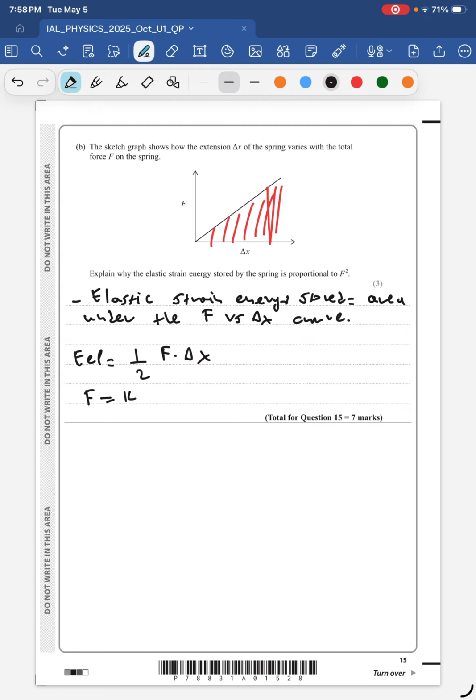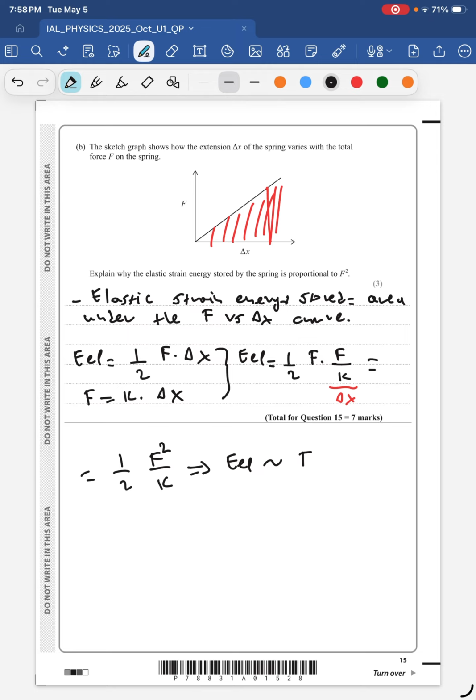But F is k times delta x, right? So we can plug in and find that the elastic energy can also be written as 1/2 times F over k, and this is delta x pretty much, right? So this is equal to 1/2 F squared over k. Therefore, the elastic energy is proportional to F squared, which is what they ask us to prove, and we proved it. Okay, it's very rarely used. I don't know why they asked this question here, but yeah, okay, that's that. Let's move on to the next question.